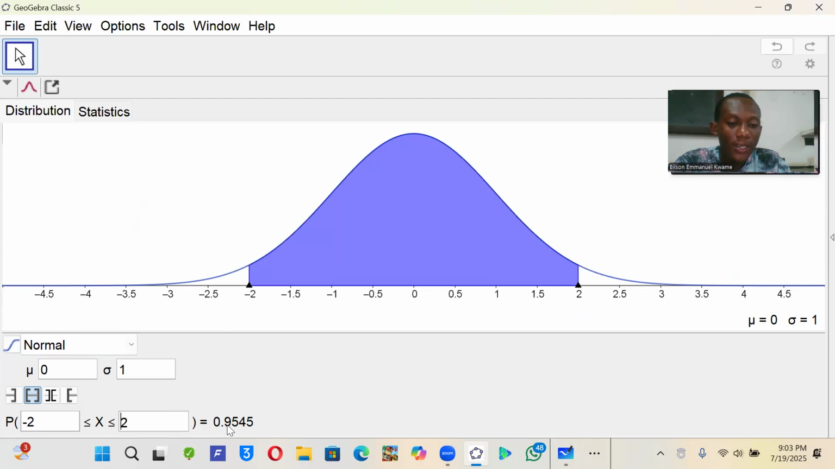So 0.9545. If I'm saying 95.45, that is to say I've multiplied by 100 to get it in percentage. Do you get it? Good.